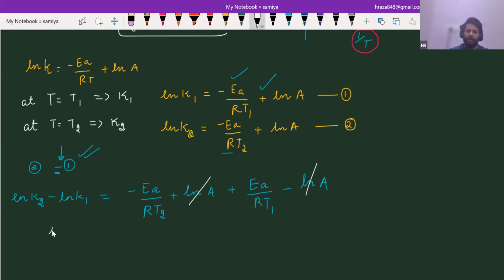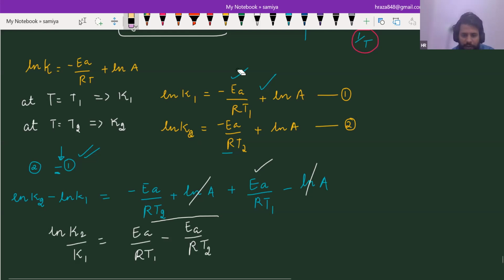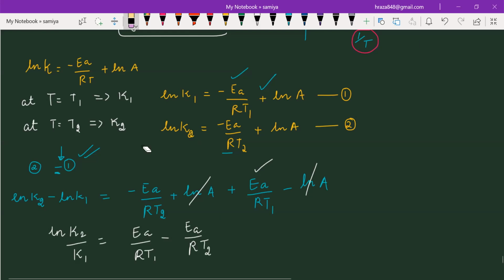ln K2 minus ln K1 can be written as ln K2 upon K1, which will be equal to, I'm just going to write it first, EA upon RT1 minus EA upon RT2. So please do write it up to this. Then I'll do the rest in the next slide.